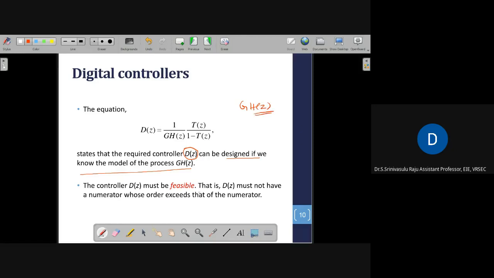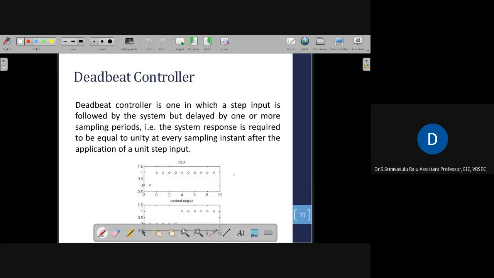That's one point. Another one is that the controller D of z must be feasible. That is, D of z must have a denominator whose order exceeds that of the numerator. Sorry, actually this is the denominator, not the numerator. Whatever controller you are going to design must be in feasible mode. Here you see one example we consider for the deadbeat controller.